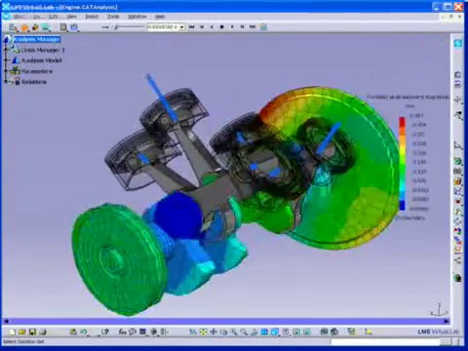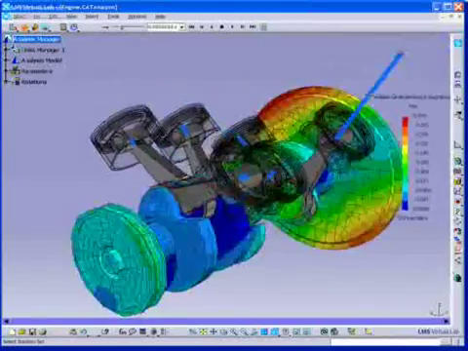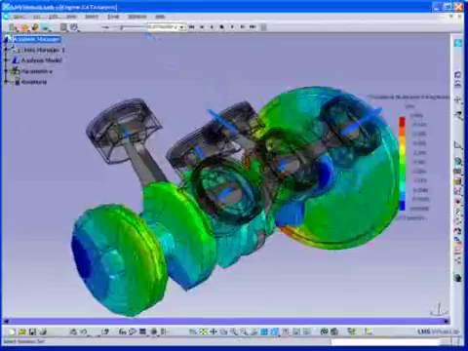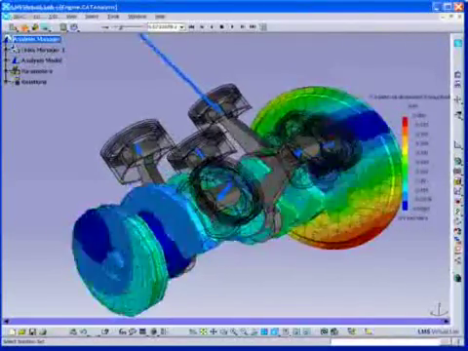LMS Virtual Lab Powertrain Motion is a complete solution to simulate the complex dynamic performance of engines and to accurately predict their internal loads. For the purpose of this demo, we'll be having a closer look at a 3D multi-body dynamic simulation of a V6 engine.